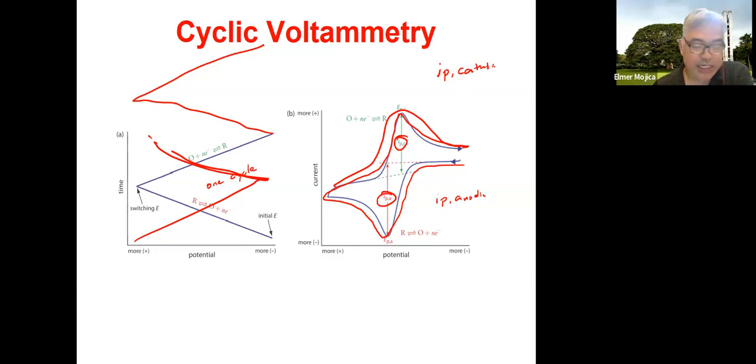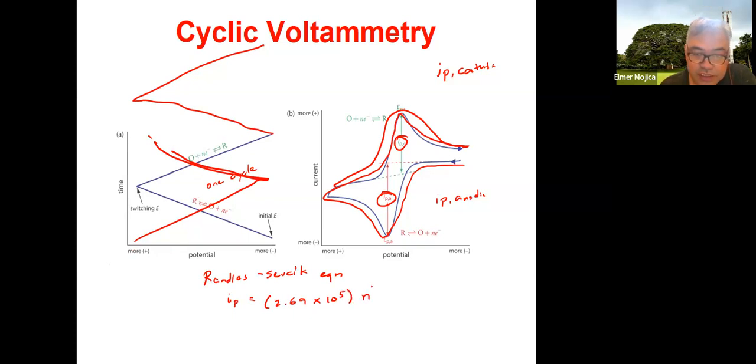The peak current in CV is usually given by the Randles-Sevcik equation. Usually it's just Ip equals 2.69 times 10 to the 5, times n raised to 3/2, times A, times D raised to 1/2, times v raised to 1/2, times C.